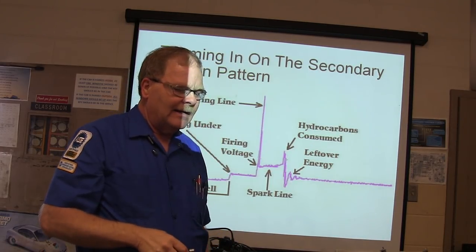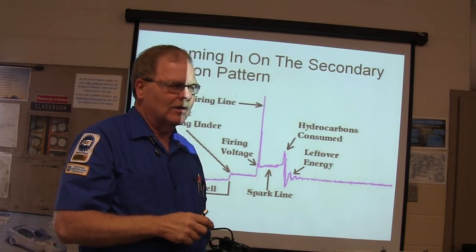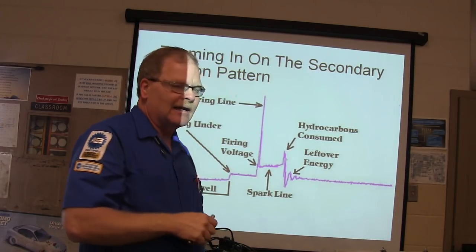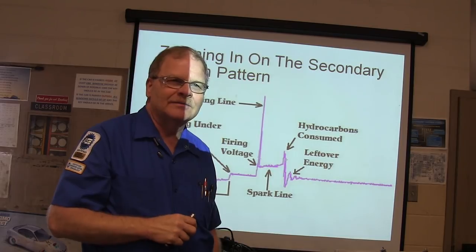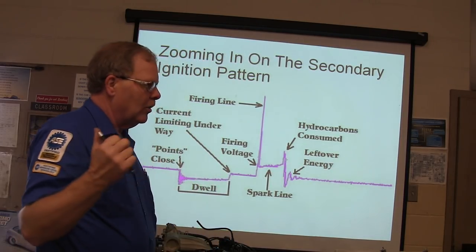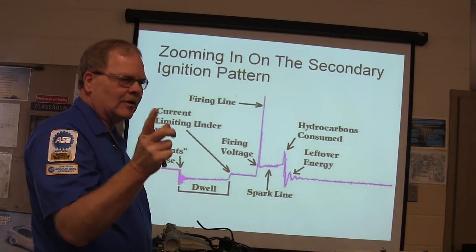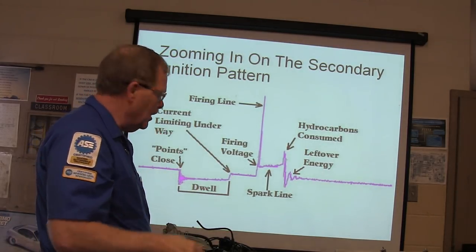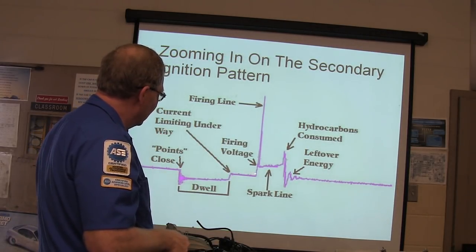Old Mac Vandenbrink had a little thing that slides on, where you can look at this firing line and tell that you've got a camshaft over and it off. But anyway, your dwell on the old ignition system was how long the points were closed before they opened and fired the coil. And dwell is going to be running from here to here.